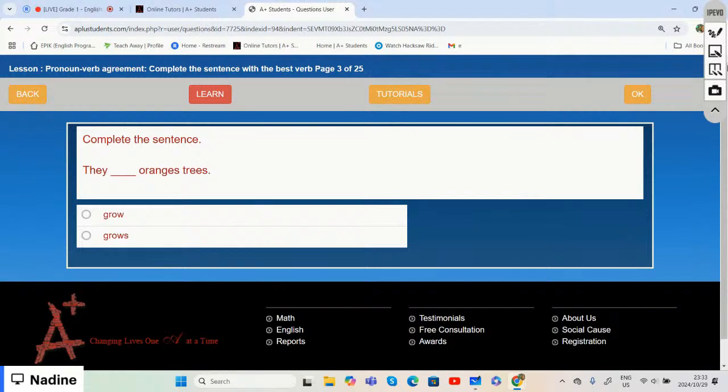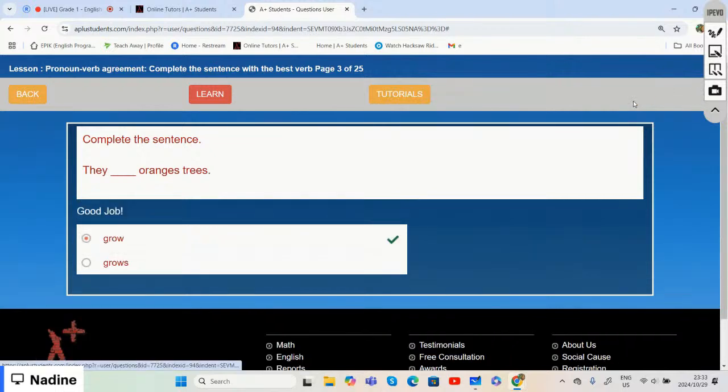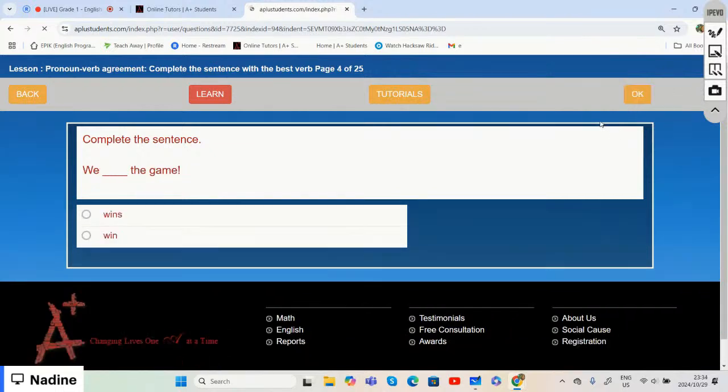And if we were to choose the correct option, we'll say yes, they grow. Option one, they grow oranges trees. So well done. Grow is correct.